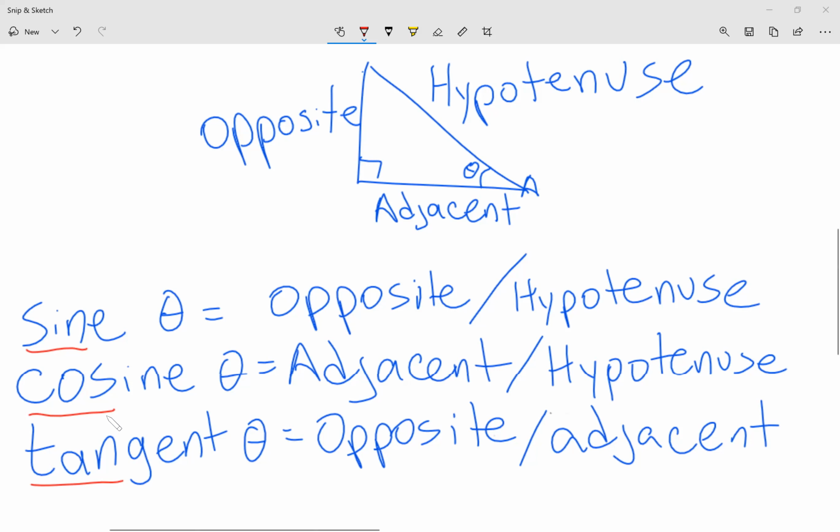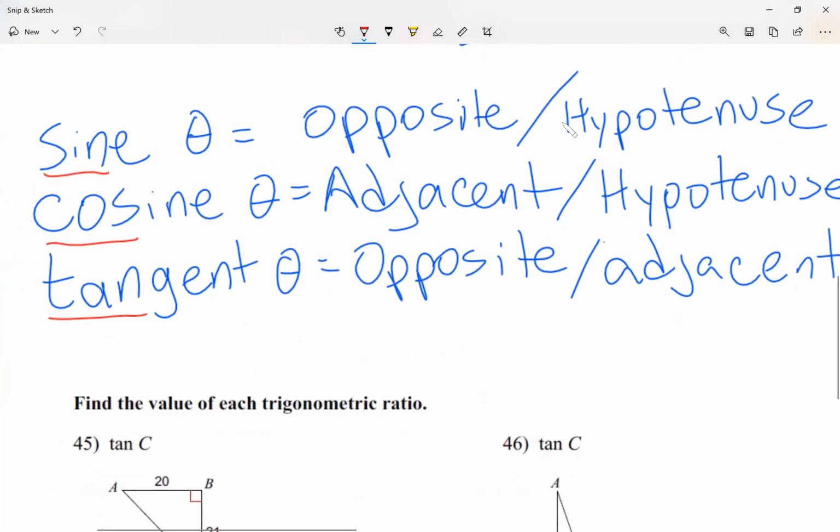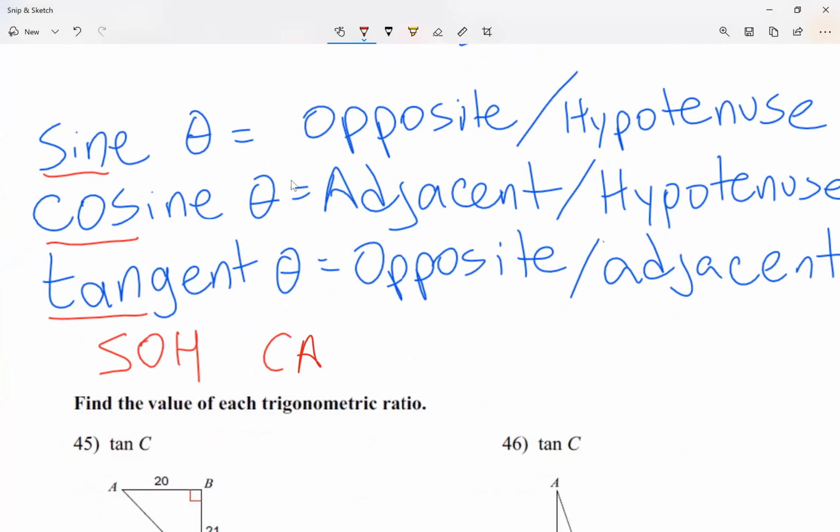Okay, so now let me zoom out here. In fact, let me give you guys an acronym. I know you guys have heard of acronyms before. You guys have heard of PEMDAS for order of operations. Let me give you guys an acronym for trigonometry. Our acronym we're going to use is going to be SOH, CAH, TOA.